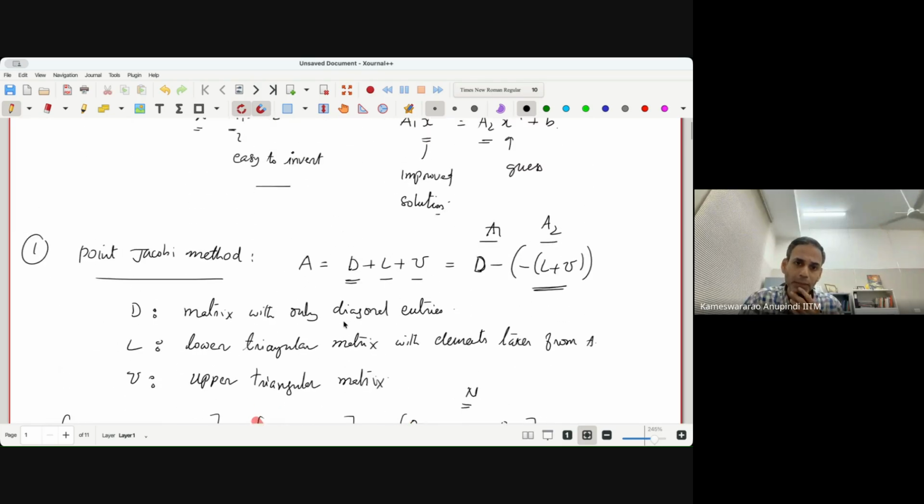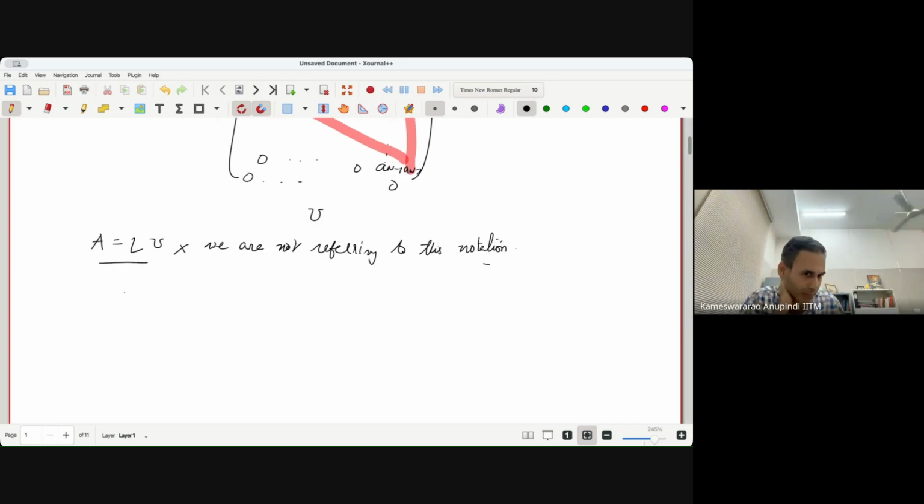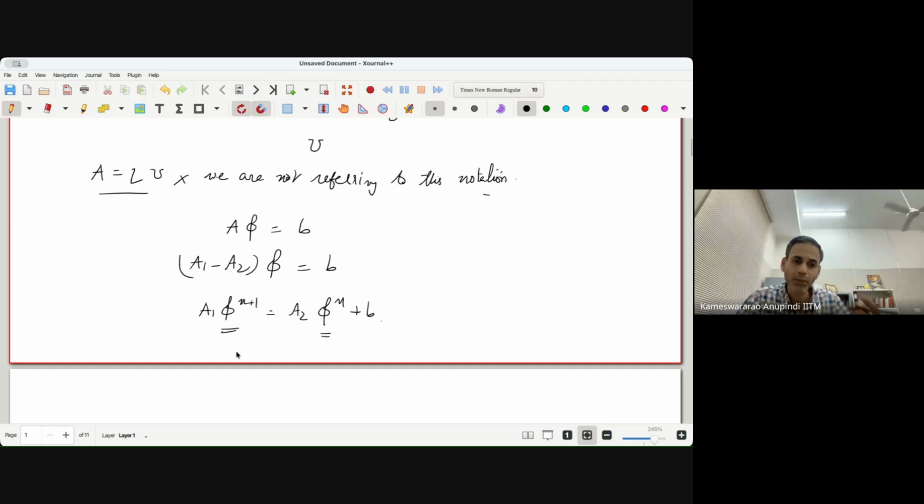Now if we go back to the equation we have written, essentially we have A x equals b. Let me write in terms of phi. We want to solve A phi equals b, so we write A as A1 minus A2, times phi equals b. Then we write A1 times phi n plus 1 equals A2 phi n plus b. We start with a guess value for phi n, and with that guess value we improve it and get the next value, phi n plus 1.